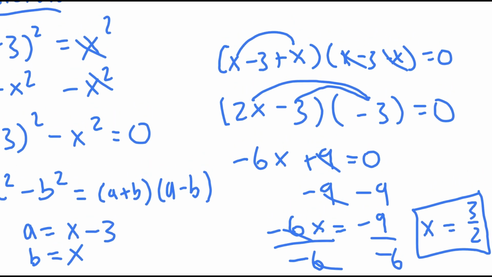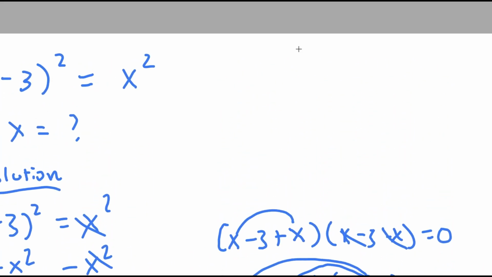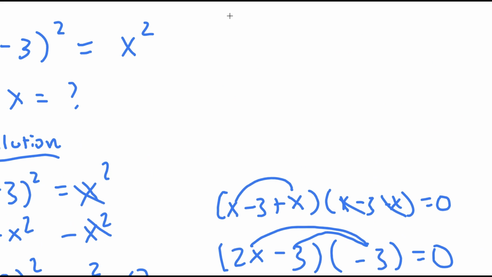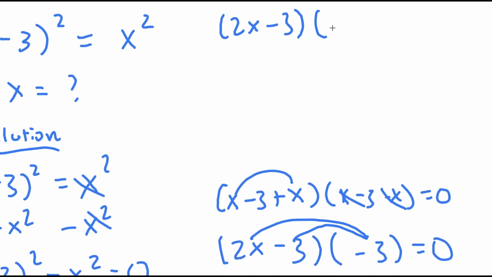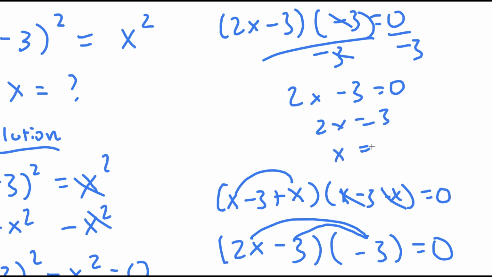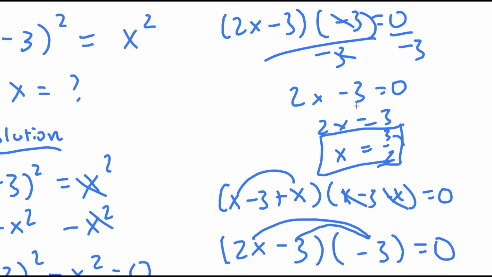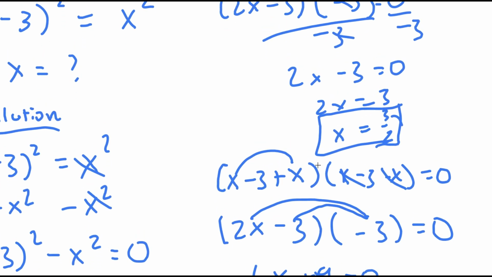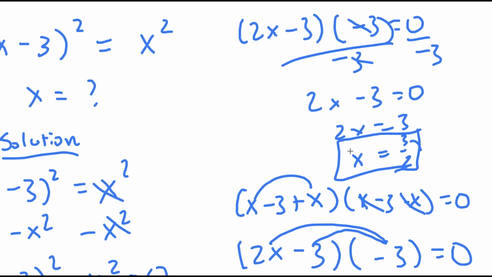Now another way I can do this is, I'm actually going to write this up here. I have 2x minus 3 times negative 3 is equal to 0. This time I can actually divide both sides by negative 3. So I get 2x minus 3 is equal to 0. So 2x is equal to 3, and x is equal to 3 over 2. So that's two different ways of solving this, and 3 over 2 is my solution.